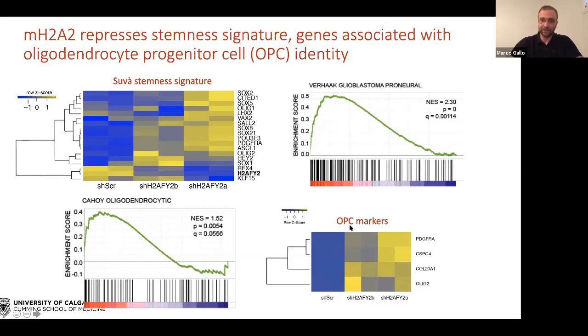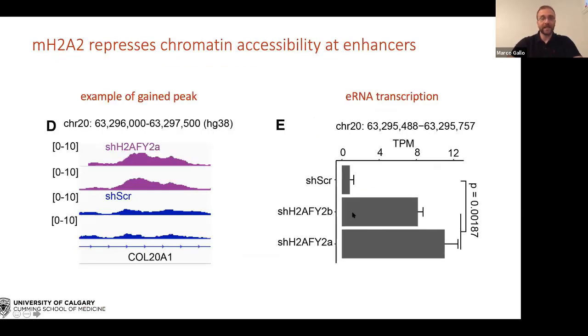And Anna then started digging a little bit more, and she saw that oligodendroglial progenitor cell markers like PDGFRA or COL20A1 are actually expressed at higher levels when we knock down macroH2A2. So please keep in mind PDGFRA and COL20A1 are going to come up again over the next few slides. Okay. How does macroH2A2 affect expression of stemness genes? Apparently, it represses enhancer elements.